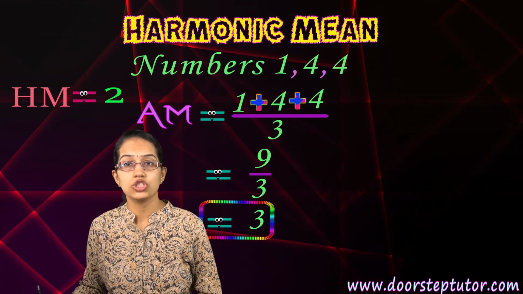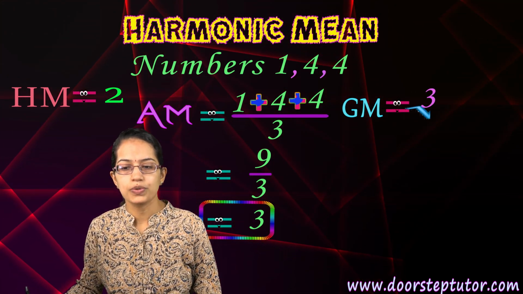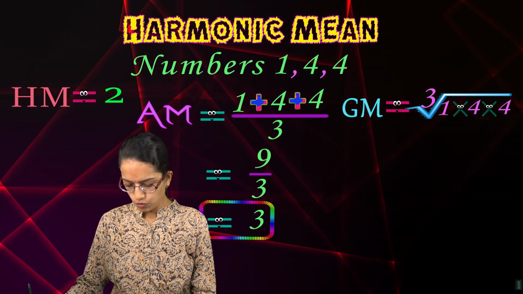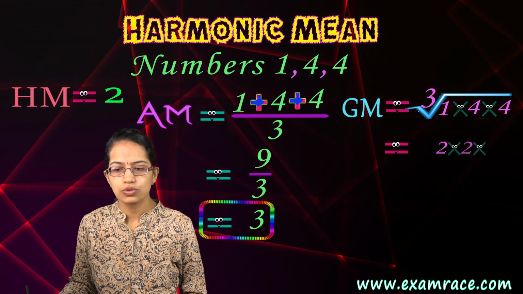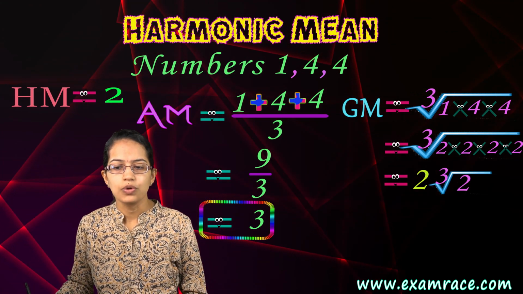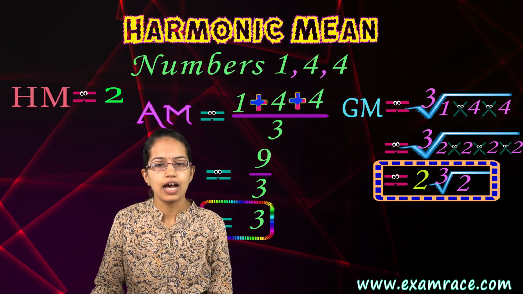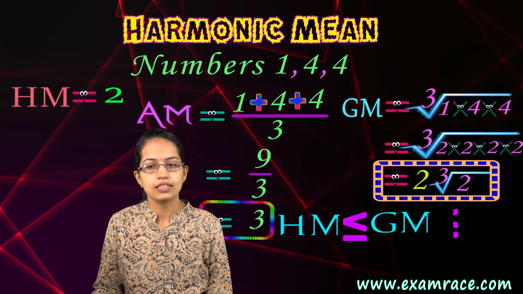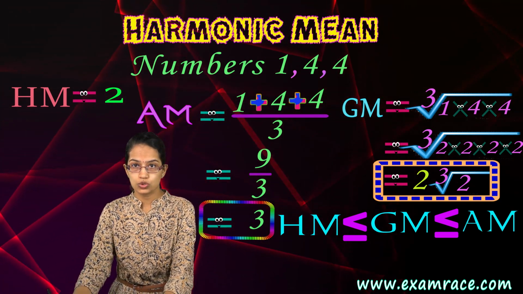Now if I want to find out the geometric mean, how would it be? Geometric mean is equal to the cube root of 1 into 4 into 4. So what would it be? I can expand it as 2 into 2 into 2 into 2 and cube root. So it would be 2 outside and cube root of 2, and that's my geometric mean. So if I put all these together, I can say harmonic mean would be less than or equal to the geometric mean, which would be less than or equal to the arithmetic mean, and that would stand always true.